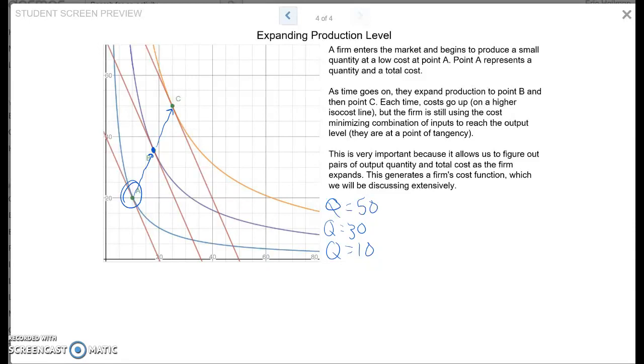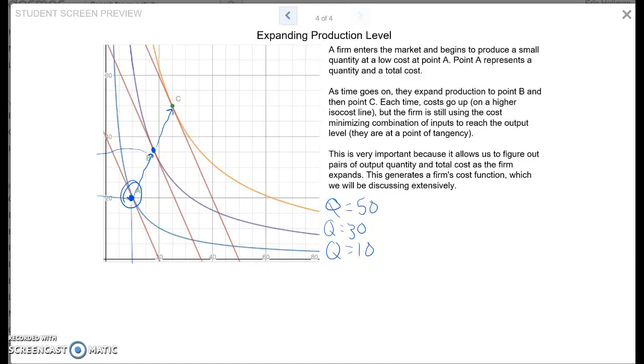This expansion in production is going to be important for deriving cost functions, which we're going to do in the next presentation. But you can see from here, you could figure it out if you knew the wage rate and the rental rate. You knew, okay, in the first year, this is how much labor I'm going to use, and this is how much capital. So here's labor and here's capital. And then in year 2, I'm going to use this much labor and this much capital. And then in year 3, I'm going to use this much labor and this much capital.